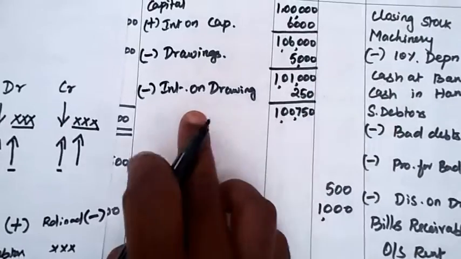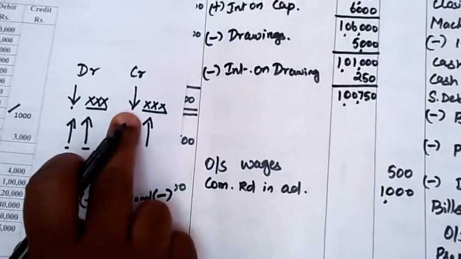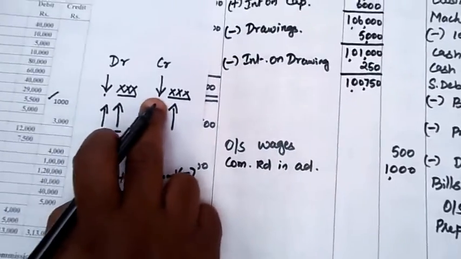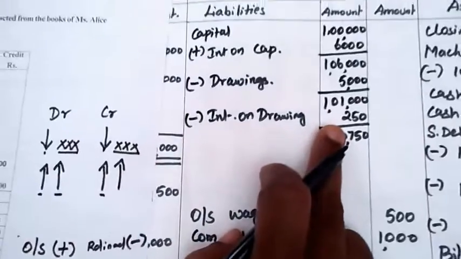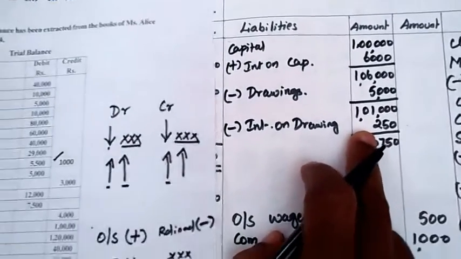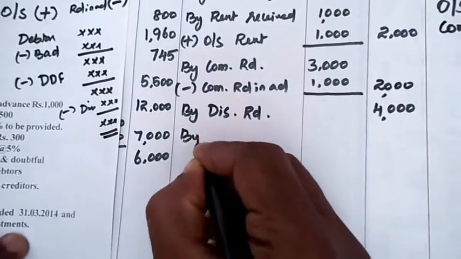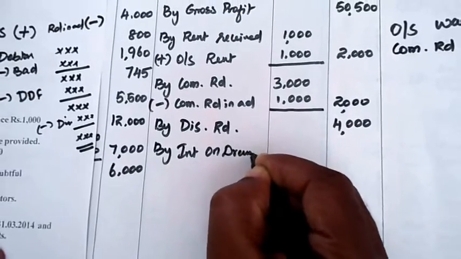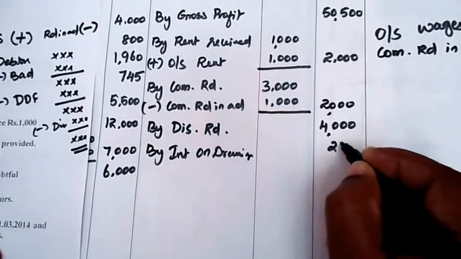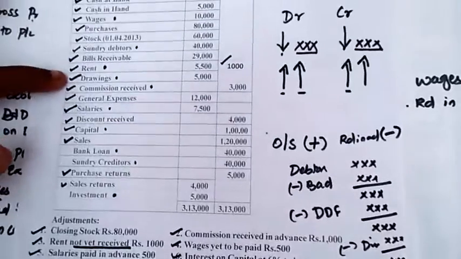Which means it decreases the credit. If any item decreases credit, you need to enter the amount under the same side, that is the credit side. Enter this amount under the credit side of profit and loss account. So on the profit and loss account credit side, by interest on drawings. How much? 250. Okay, then drawing is over.